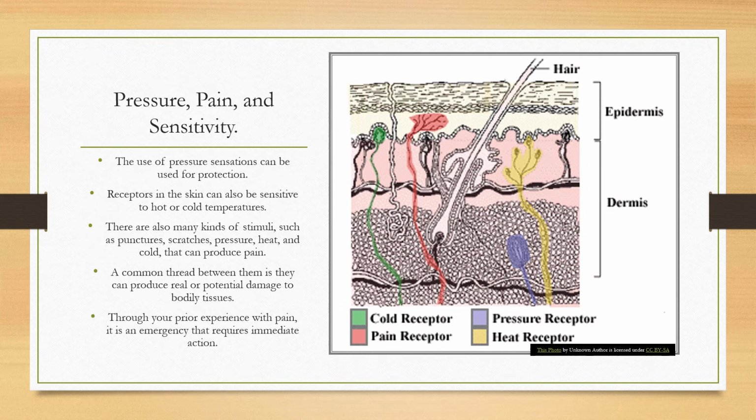The use of pressure sensations can be used for protection. So let's take a look at this picture here, because these are the four types of receptors in the skin. We have cold receptors, which is the green color there. Heat receptors, which is yellow. Pressure receptors, which is that blue purple color, and then pain receptors, which are red. So you can see the hair there. Picture that's like your hair on your body or on your arm, and then you have the first layer of skin and the second layer of skin.